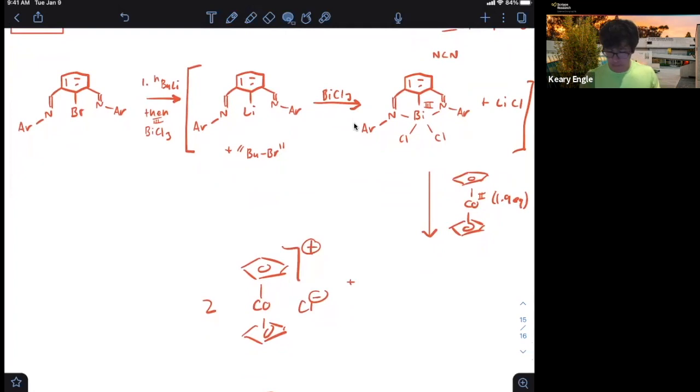Now, the last step we have is treatment of this aryl bismuth 3 with a reagent that we haven't encountered yet in class, which is this Cp2Co. So we can quickly determine the oxidation state of cobalt. This is a charge neutral complex. Each Cp is -1, so that means that cobalt will be +2.